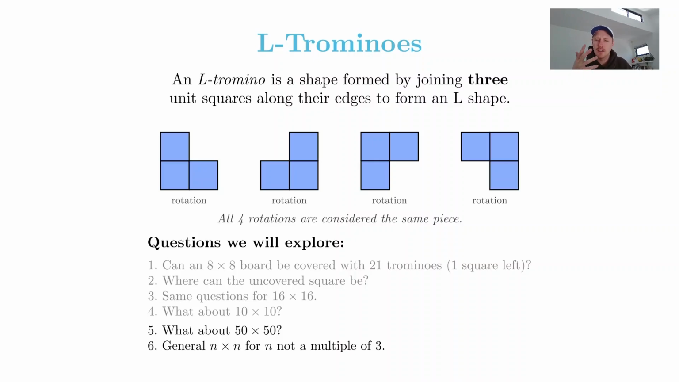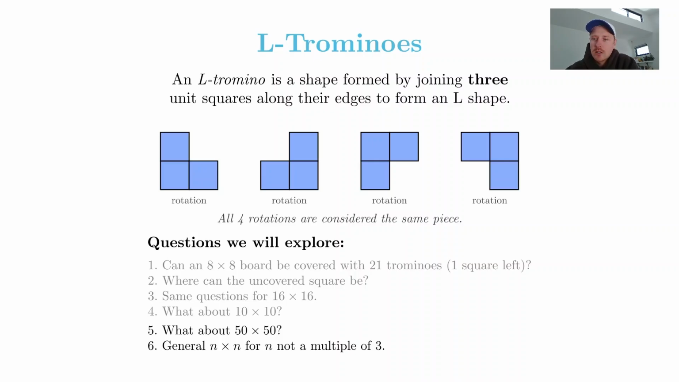Last video on this topic, we spoke about these first four questions, so I strongly recommend you go and have a look at that. I'll put a link below. But what we're going to talk about today, we sort of left because we just needed to break it up. The last two questions are, well, what about a 50 by 50 chessboard? And what about a general n by n chessboard for n not a multiple of 3? So I don't know, something like 19 by 19, how might we work that out?